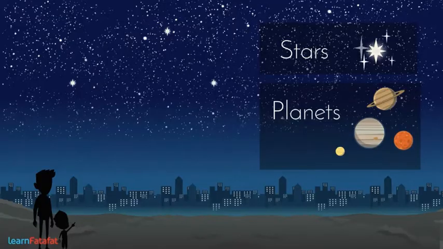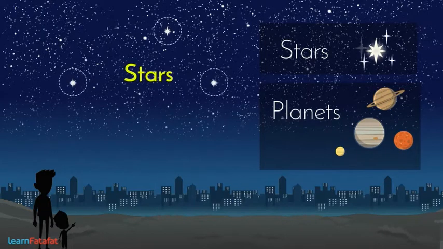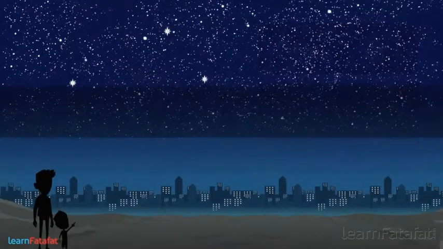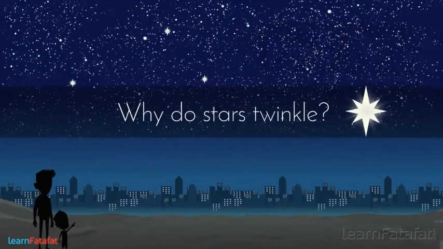Looking at the night sky, can you figure out if the object is a star or a planet? Yes, you have been learning it from your childhood. The objects which twinkle are stars, and the objects that do not twinkle are planets. The question in today's discussion is, why do stars twinkle?